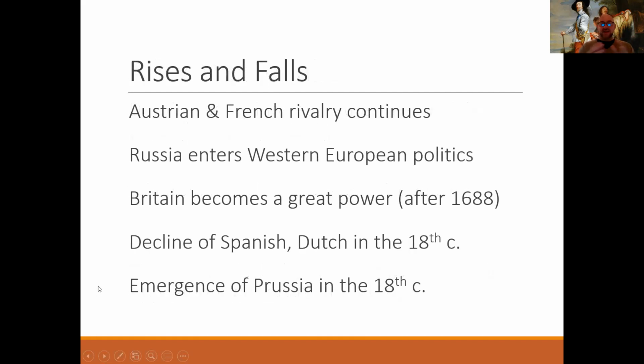And finally, again, I mentioned some of this already, rises and falls. You're going to have the continuation of Austrian and French rivalry. That'll go on throughout most of the first part of the 18th century. Another major change will be the rise of Russia and its entrance into great power politics in Western Europe. This is a major shift.